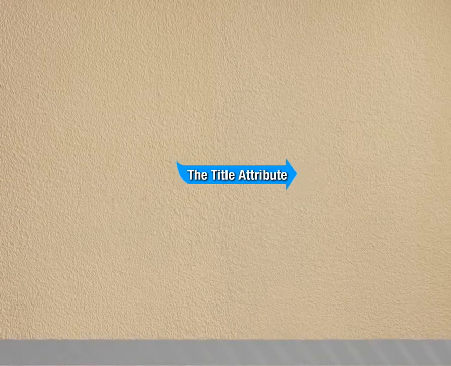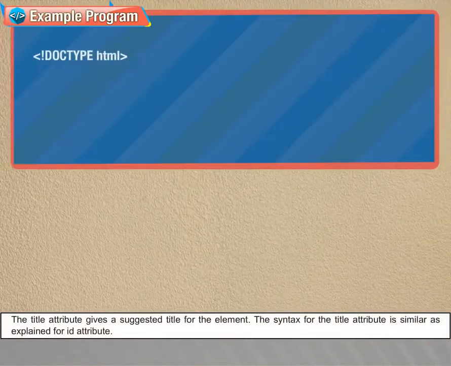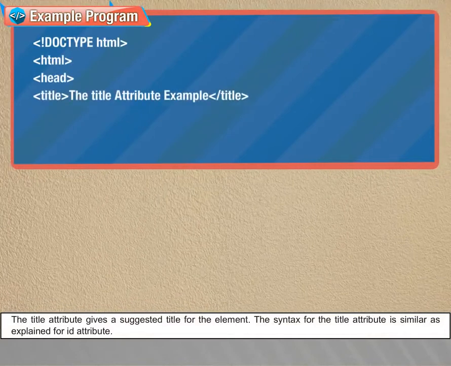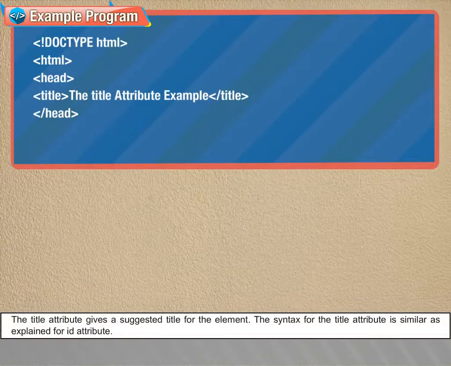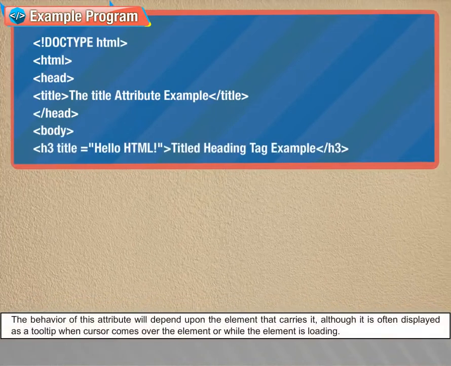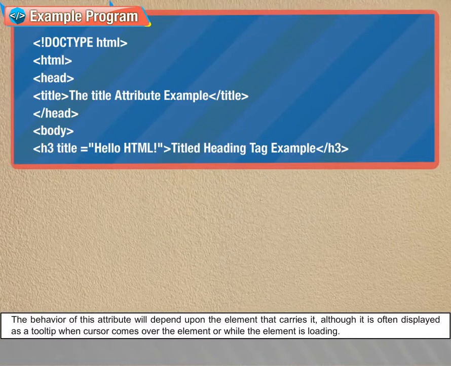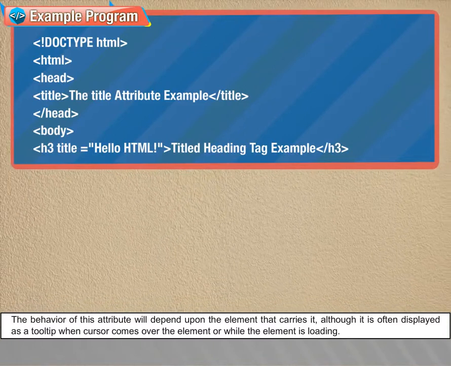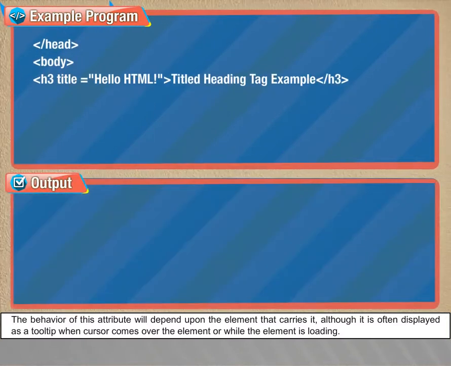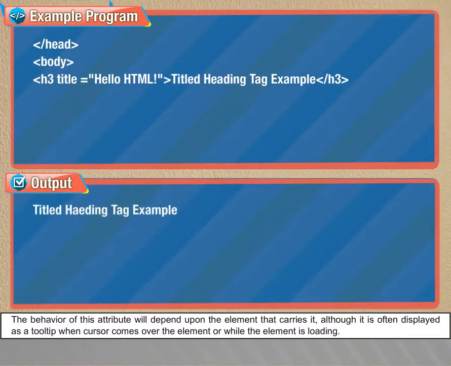The title attribute. The title attribute gives a suggested title for the element. The syntax for the title attribute is similar to that explained for the ID attribute. The behavior of this attribute will depend upon the element that carries it, although it is often displayed as a tooltip when the cursor comes over the element or while the element is loading.